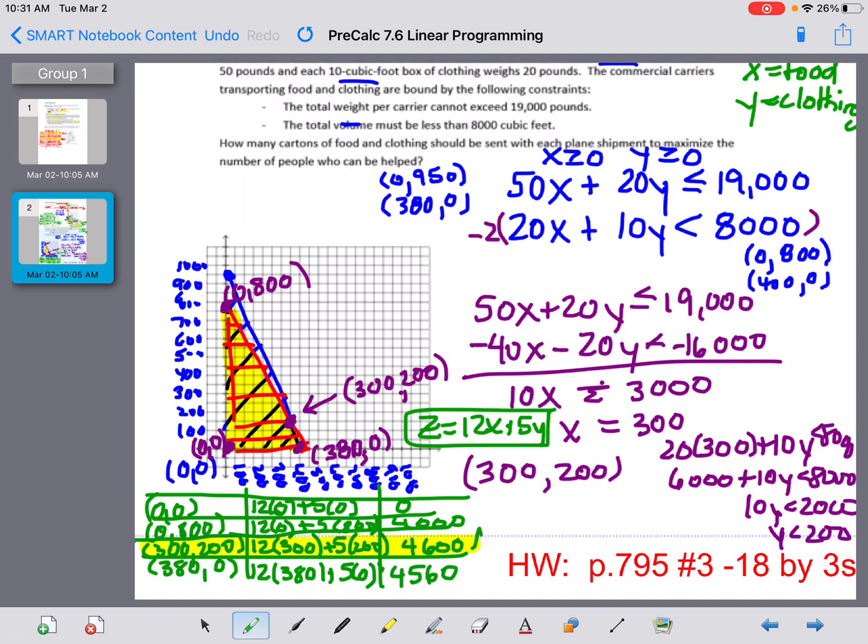So what's the maximum number of people I can help? Right here. I can help 4,600 people if I send 300 boxes of clothing and 200 boxes. No, I'm sorry, I flipped that around. Max would be 300 boxes of food, right? That was my x, and 200 boxes of clothing. I can help 4,600 people. This is a linear programming type of problem, and that helps me maximize the help I could give given these constraints.